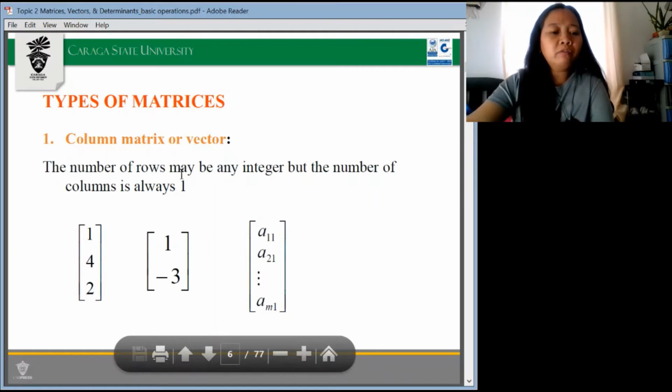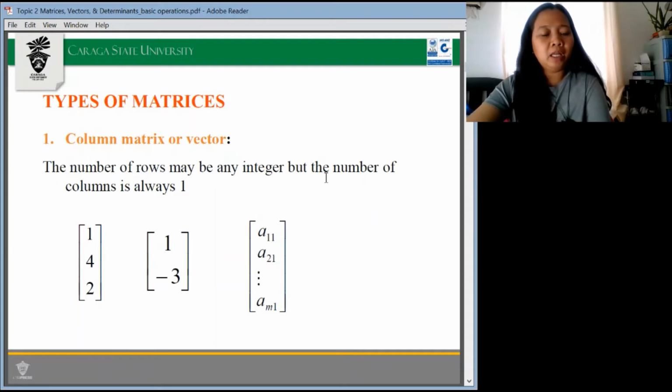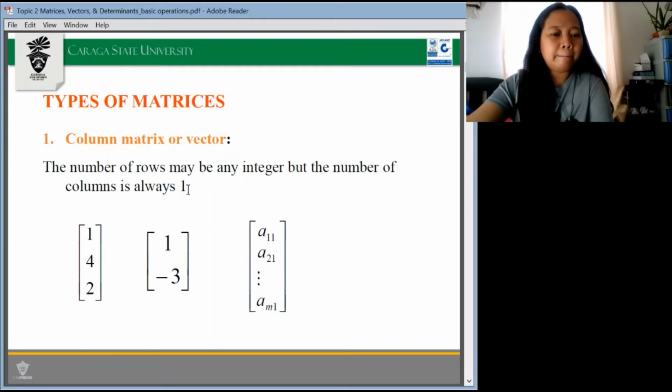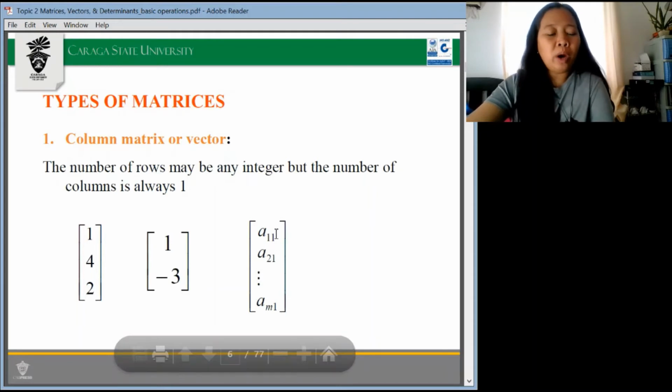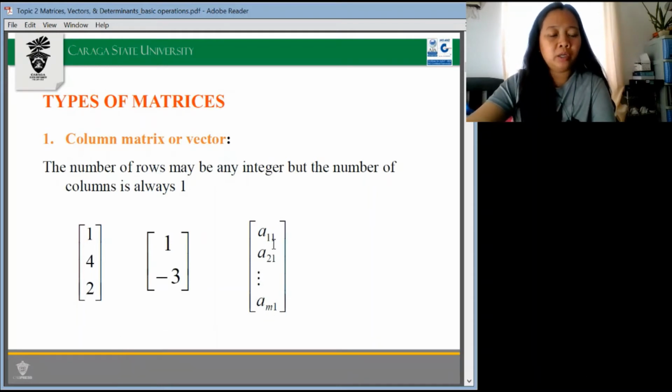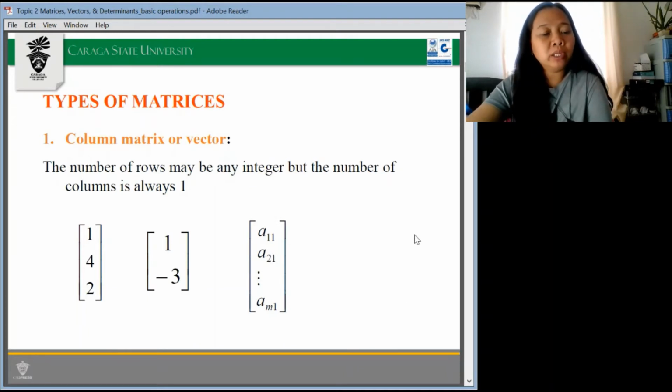So the number of rows may be any integer, but the number of columns is always 1. Again, a column matrix or a vector is having any integer for its rows: 1, 2, 3. So any 1 to m, any integer. You can have 1 to 10 for the rows, but the number of columns is always 1. That is called a column matrix.